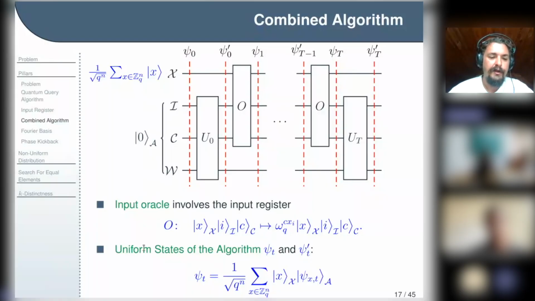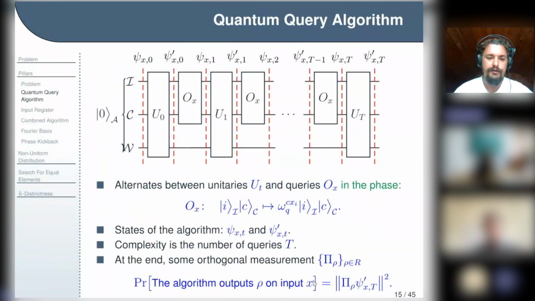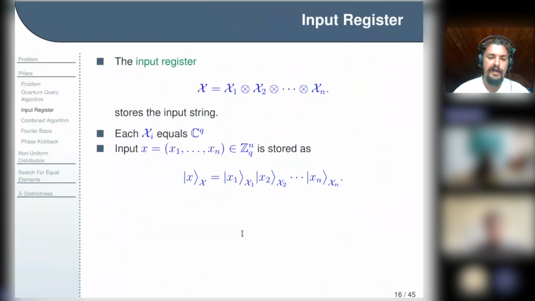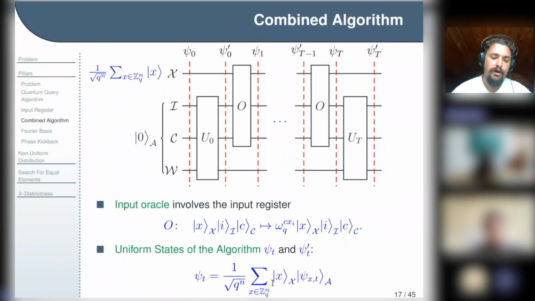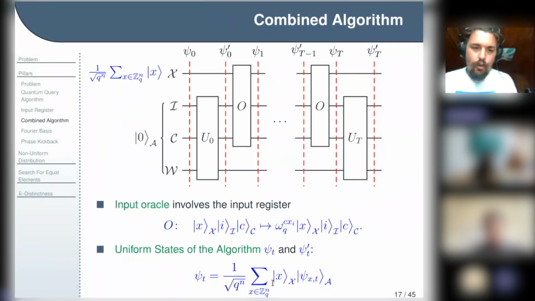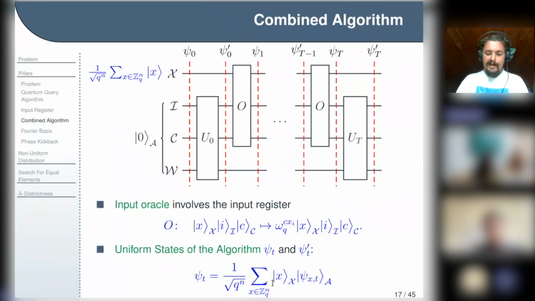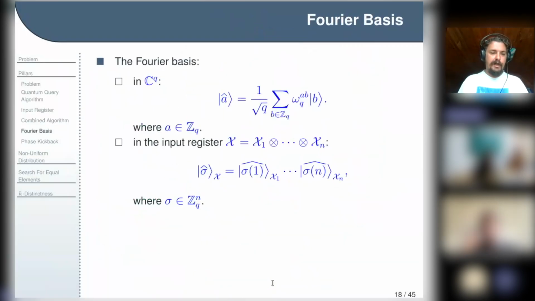So I'll introduce uniform states of the algorithm, which are just psi t and psi t prime, without x this time. This is just a uniform superposition of the states we had previously. Let me go back to the slides. Here we had psi x t, which depend on x, and this combines all of them in one state, which we call the uniform state, because it's the uniform superposition over all the inputs. Why is uniform cool? Because it is part of the family of the Fourier basis.